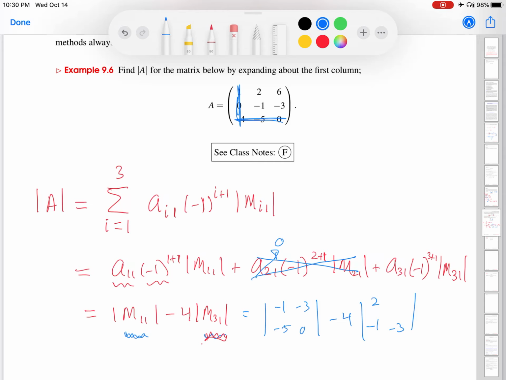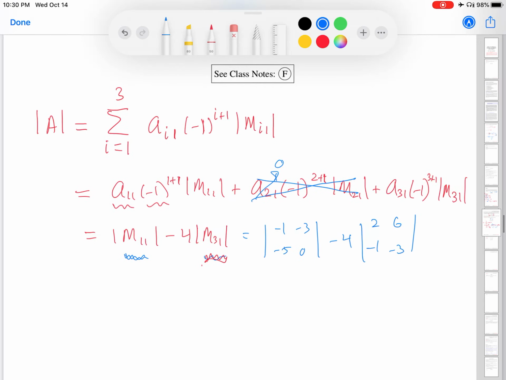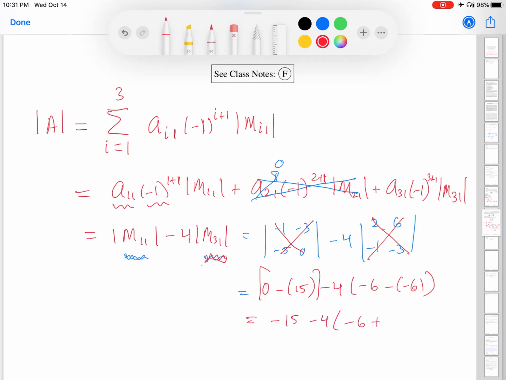Great. And now I'm going to calculate these 2 by 2 determinants as usual. So I multiply the diagonals, I get 0. Minus, multiply the off diagonals, -3 times -5 is 15. Okay, -4 times, multiply the diagonals here, -6, minus, multiply the off diagonals, -6. Okay, so I put little brackets here to make it easier to see. I get -15 minus 4 times -6 plus 6, so that's 0. So my final answer is -15 for this determinant.